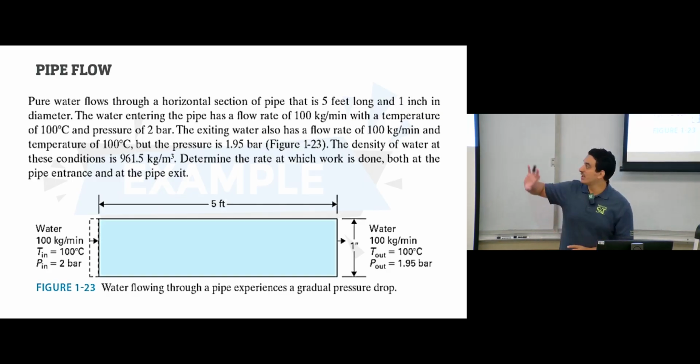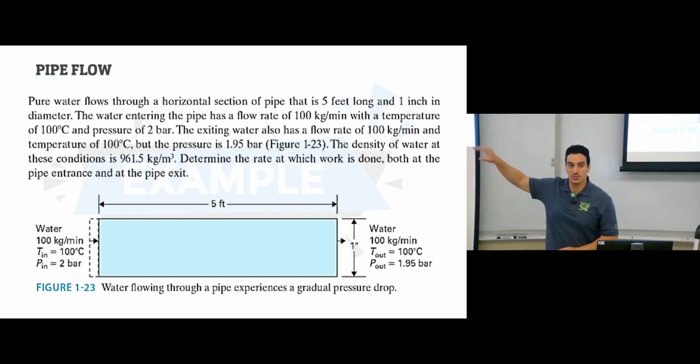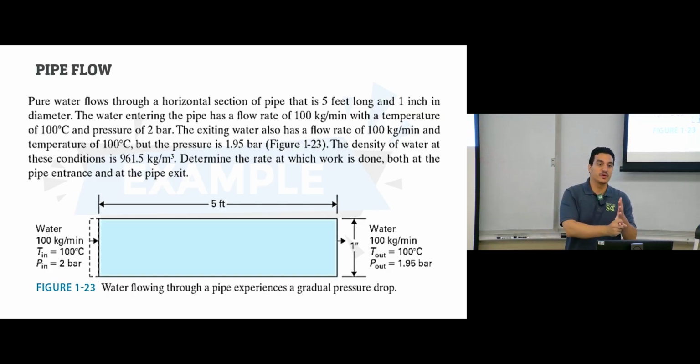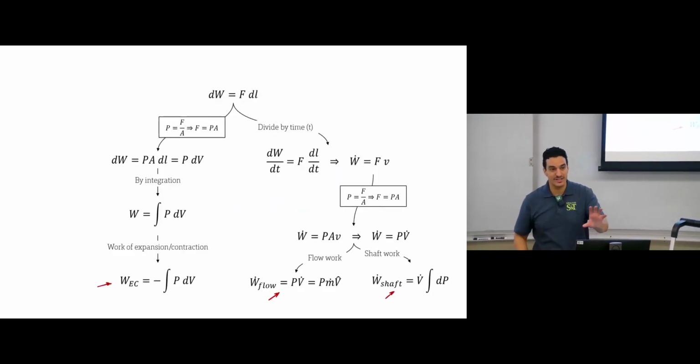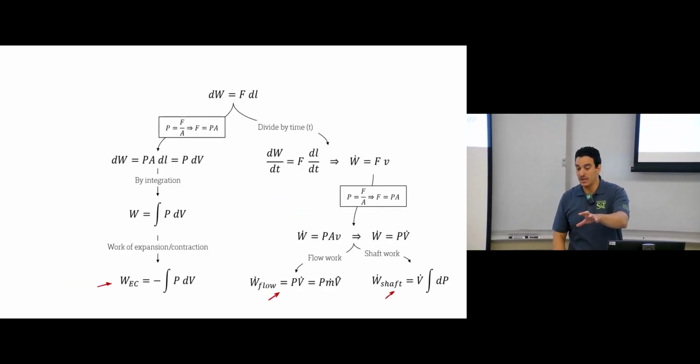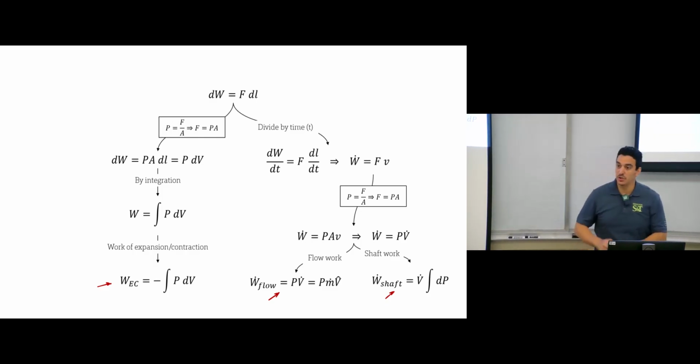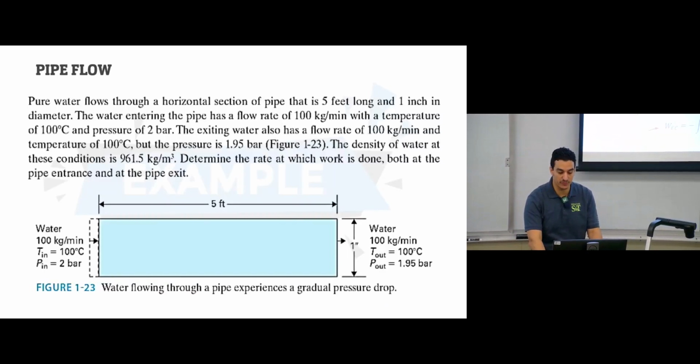So the first thing, do you think this is work of expansion contraction or flow work or shaft work? Which one of the three? Flow work. Okay. There is no piston, where we would have expansion contraction. There is no rotary part, so this is a flow work. And again, from the previous slide, the flow work equation is pressure times the volumetric flow rate, or pressure times the mass flow rate times specific volume. Specific volume is the reciprocal of density.